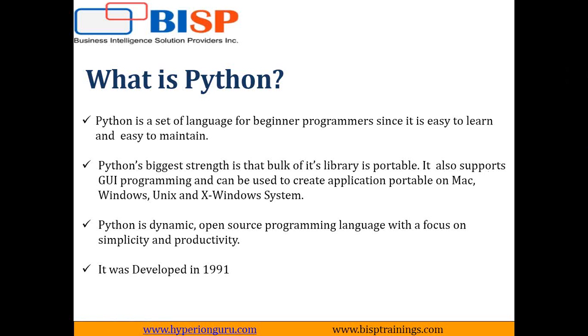It was developed in 1991. So Python comes into the picture in 1991, and since then, Python has become very popular. Sometimes people say that Python is an old language. Yes, definitely Python is an old language. It came into the market in 1991, so it's almost more than 20 years, right? But still Python is gaining popularity.